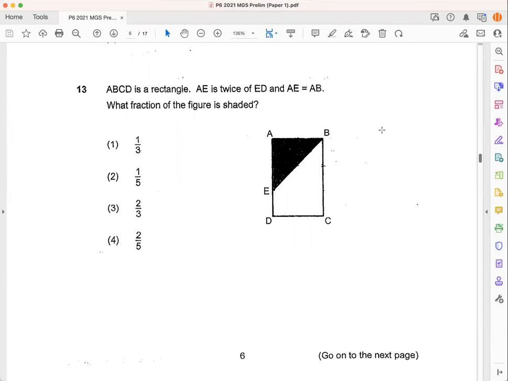Rectangle ABCD is a rectangle. AE is twice the length of ED. So let me do this. This is twice the length of ED, so I call this 2 units and this 1 unit. I'll split this rectangle ABCD into 2 equal parts by drawing a diagonal line across. Now, the question is, AE is equal to AB. So this is equal, all right? What fraction of the figure is shaded?